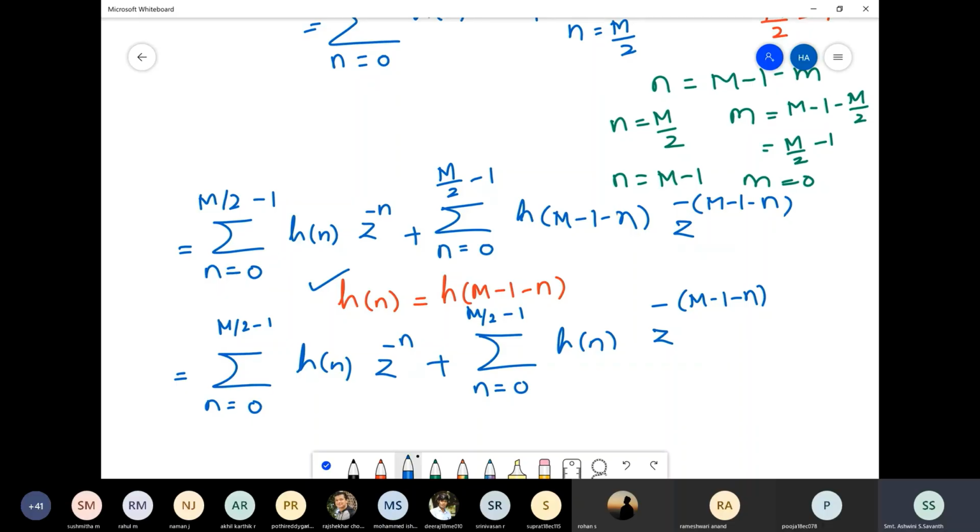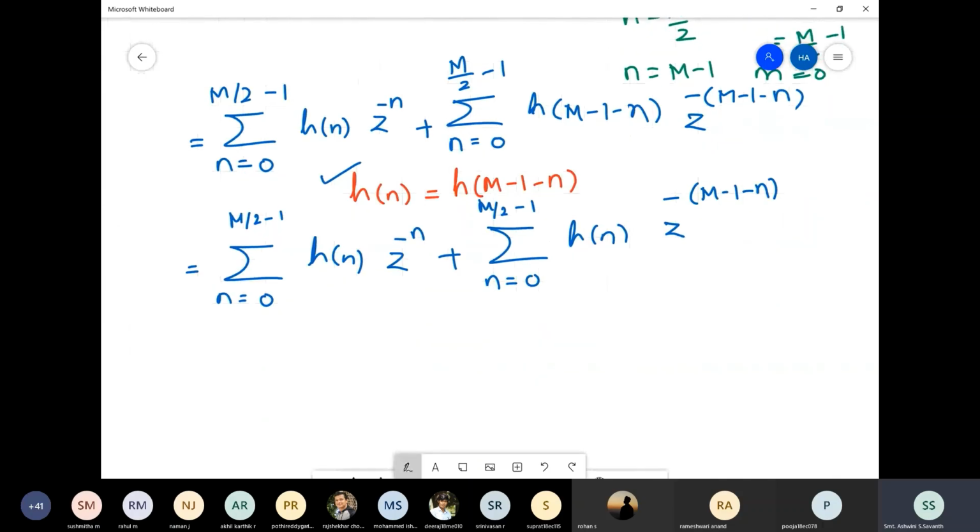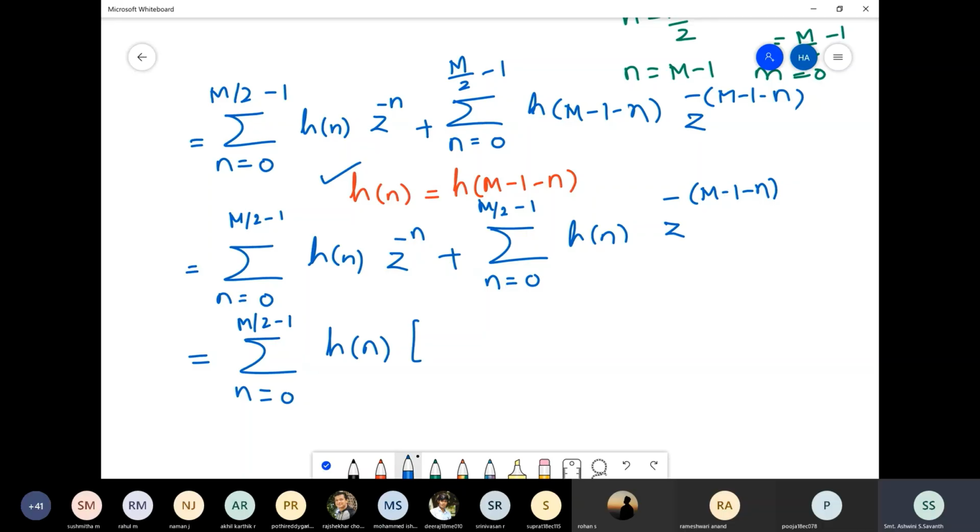Okay, so now let's combine both the summations, because the summation is the same from 0 to M by 2 minus 1. h of n is common, and we have z to the power minus n plus z to the power minus of M minus 1 minus n, by combining the two summations. So this is H of z.